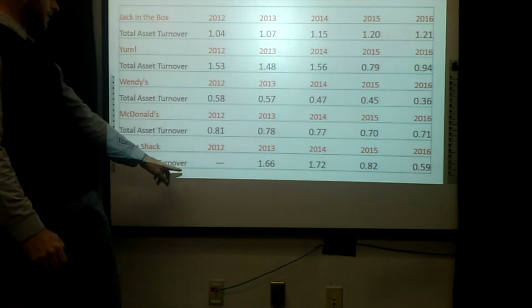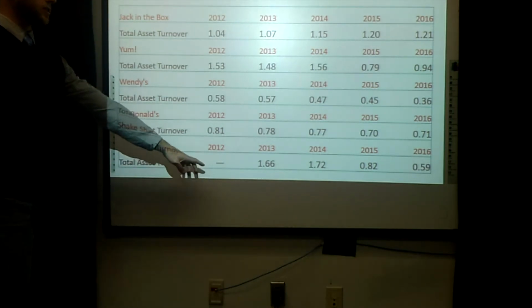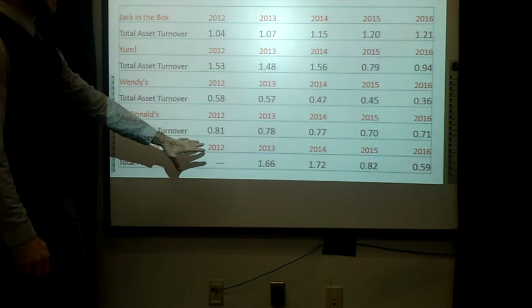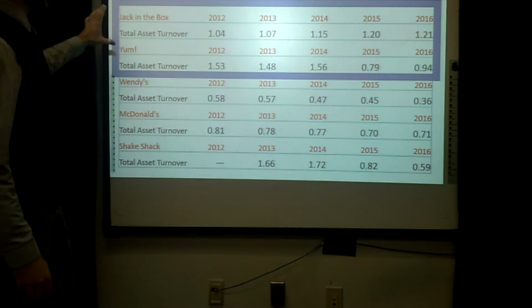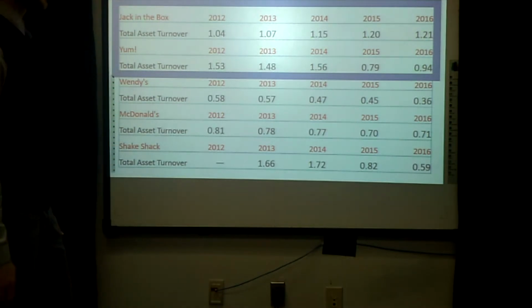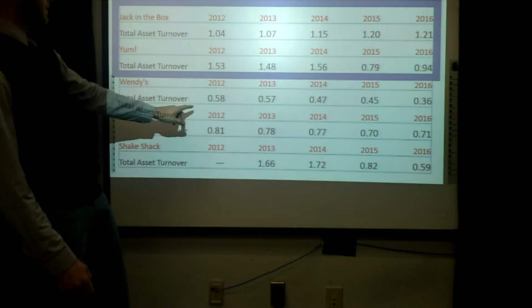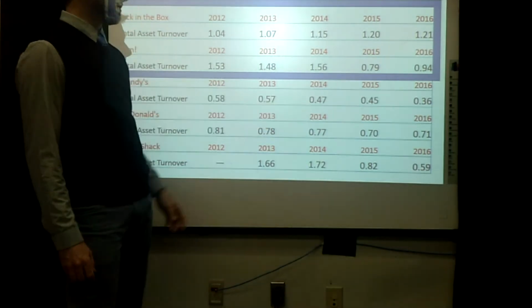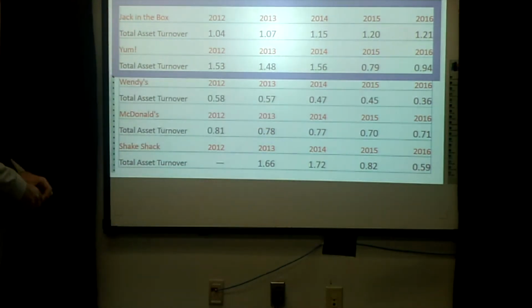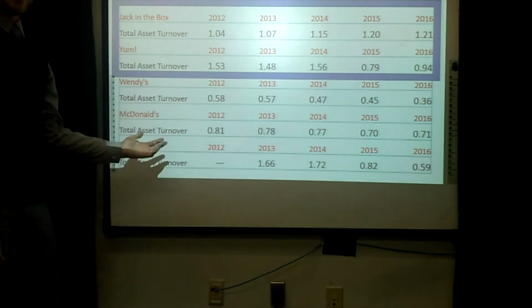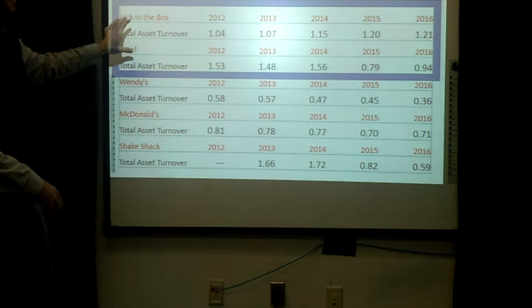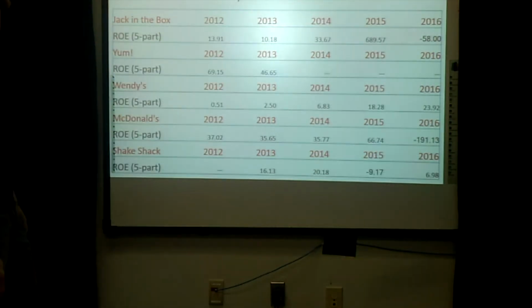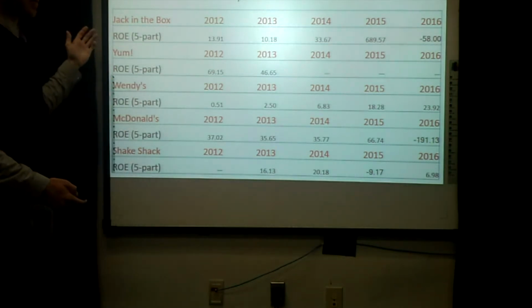You can see here Shake Shack 2012, Shake Shack started. So Shake Shack's a fairly new company. Okay, the best 2 companies in this industry, Jack in the Box and Yum brand. They're the ones that I was talking about. You can see here that Wendy's does a pretty bad job with asset utilization. So does McDonald's. You want this number to be at or above 1. These are the only 2 that are fairly consistently at or above 1. Next, we have profitability. So profitability, we have the return on equity, ROE.